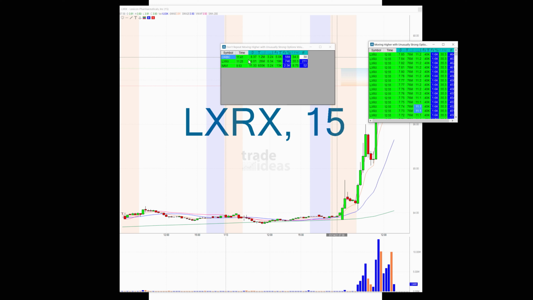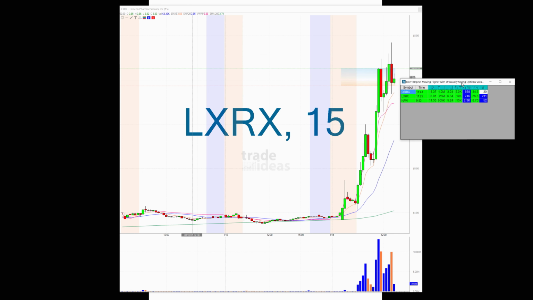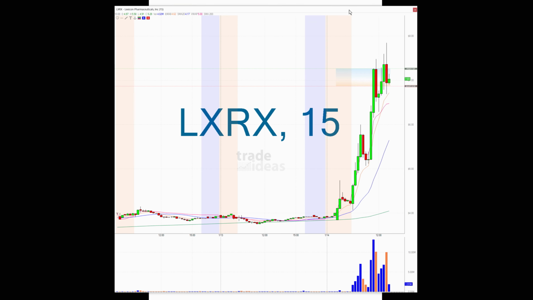So I use this because I like to look back and say, okay, great, you had an alert here. What did it do from there? These are the only 3 alerts that I had today. Look at them though. This is just looking for stocks that are having abnormal option activity.